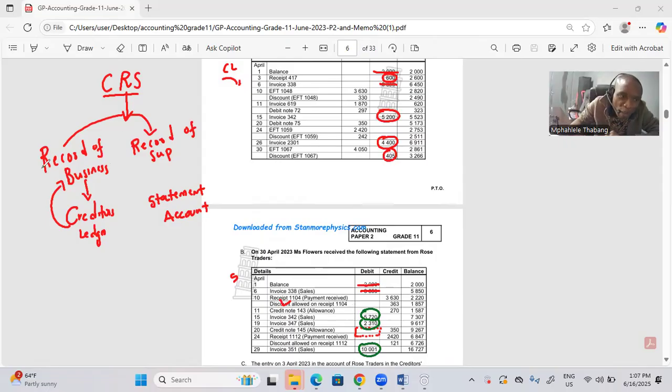Now I'm going to compare the debit side of creditors ledger with the credit side. 3,630, cancel 3,630. 330 is not there in the statement. I'm going to circle it. 1,870 is not there. I'm going to circle it. 297 is not there. I'm going to circle it.